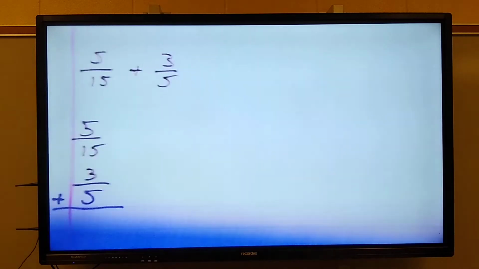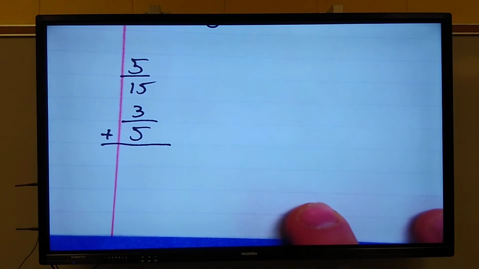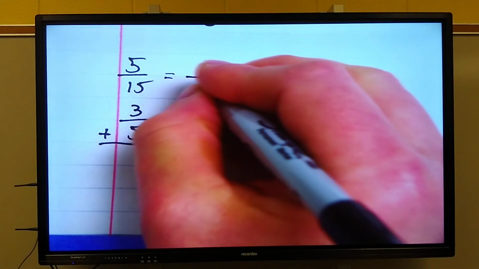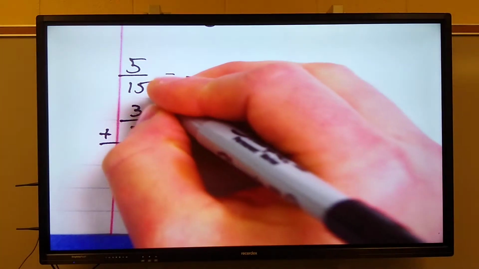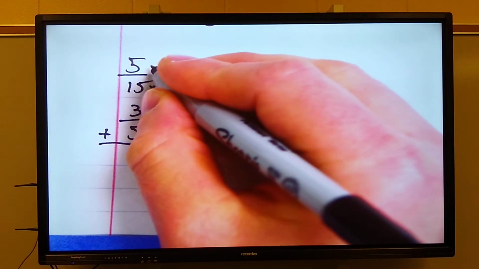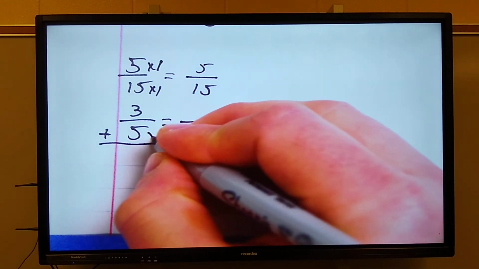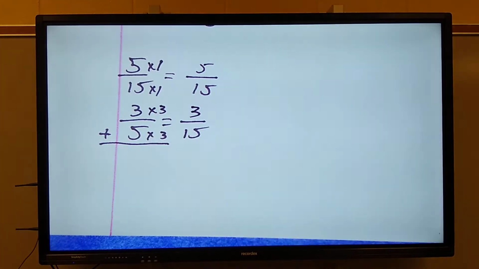All right, let's check it out. 5/15 plus 3/5. The least common denominator ended up being 15. 15 times 1 is 15. 5 times 1 is 5. 5 times 3 is 15. 3 times 3 is 3.